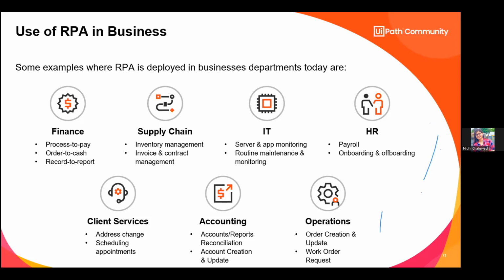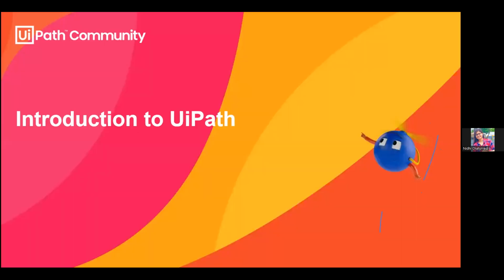Coming to the operations, order creation and update, work order request. These can be automated. Now, if you look at all of these use cases, these are rule-based. There is a specific rule that defines the whole process using a flow chart or a sequence, right? Also, these are repetitive, and all of the data that is being used in all of these processes is structured. So that is why they are best suited for RPA and can be easily automated. So these are a few basic examples of RPA in business.